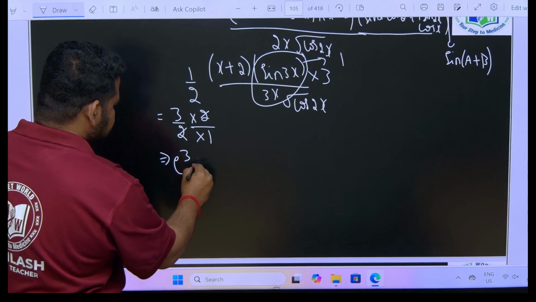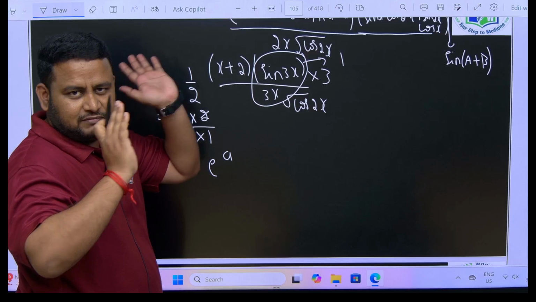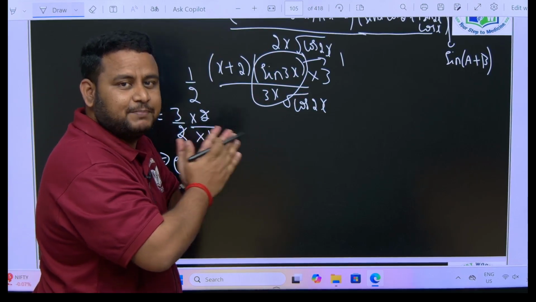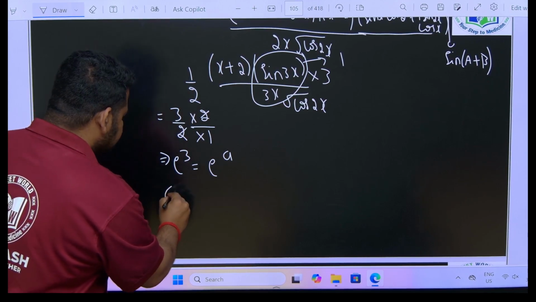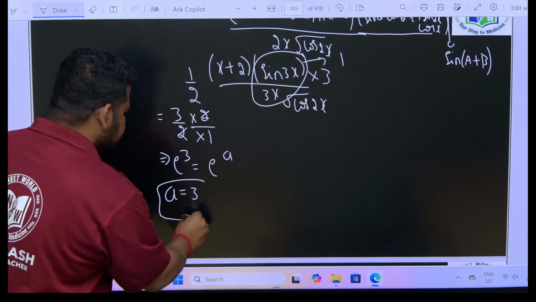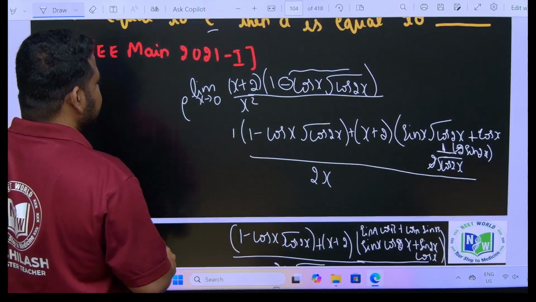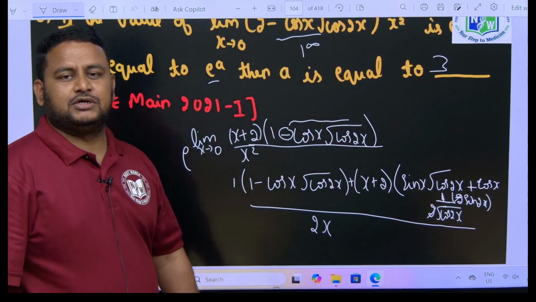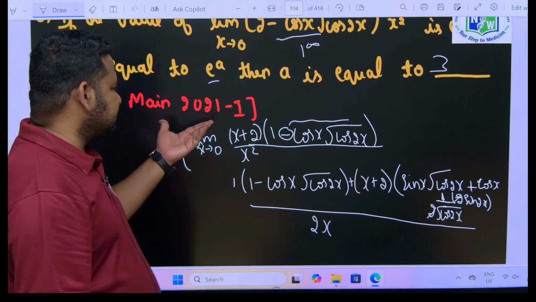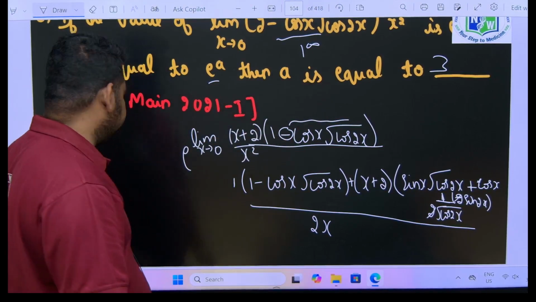This implies e power 3 is equal to e power a. Correct? Because that limit value is equal to e power a. So we are getting e power 3 is equal to e power a. That means a is equal to 3. This is the final answer we got, that is, the value of a is equal to 3. So this was the 2021 first session question. Got it, friends? I hope it is clear.